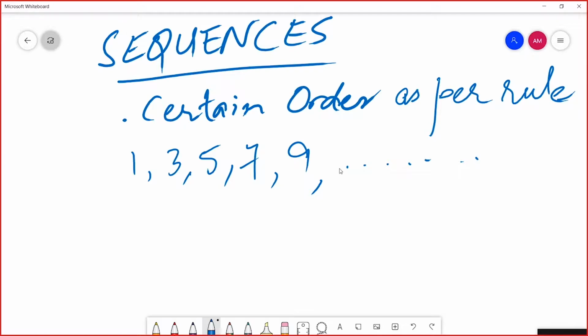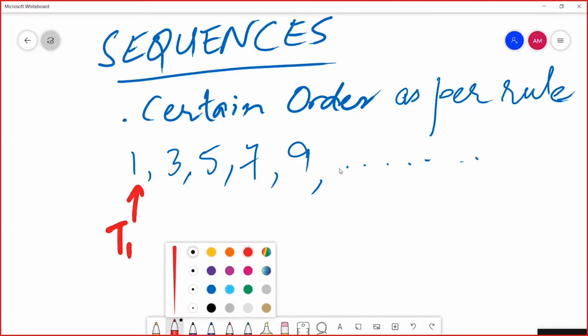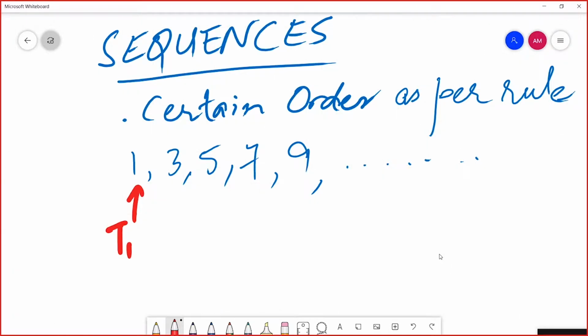Do you know how this sequence is? Can you tell me the next term after 9? 11. Yeah, 11. So we understand it has a sequence, and the rule would be, so normally we write this thing as T1. T1 means term 1, right? And if I ask you from this sequence, what is T4? 7. Yes, 7.